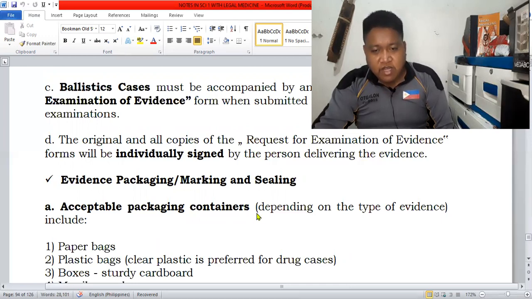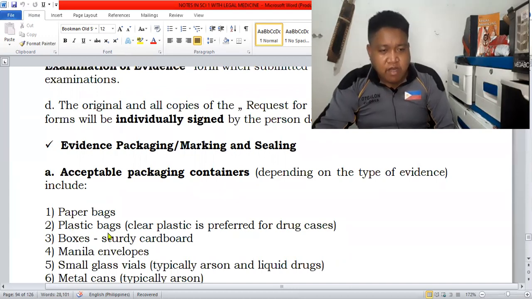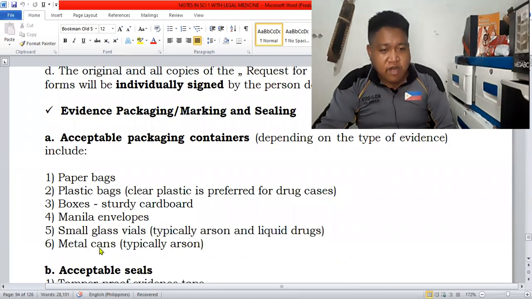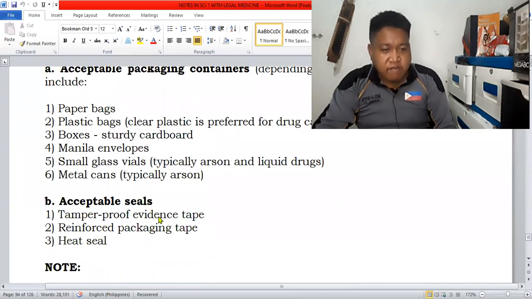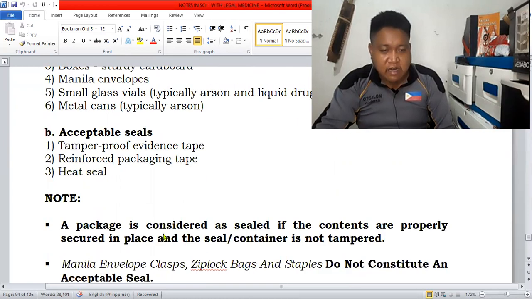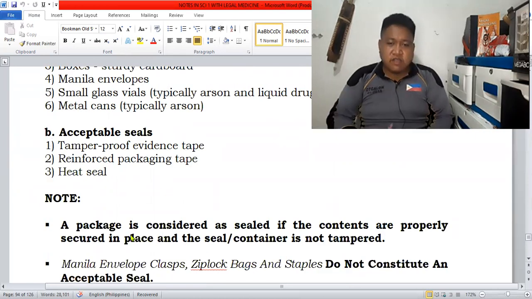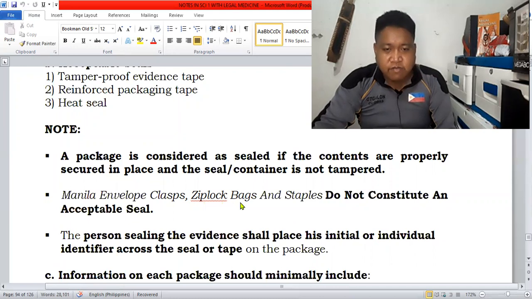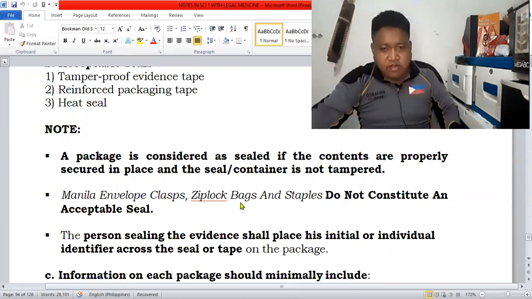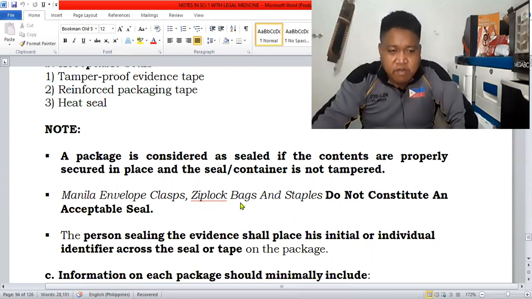Acceptable packaging containers, depending on the type of evidence, includes paper bags, plastic bags, yan, boxes, manila envelopes, small glass vials, metal cans. Okay? Acceptable seals: tamper-proof evidence tape, reinforced packaging tape, and heat seal. Note, a package is considered as sealed if the contents are properly secured in place and the seal or container is not tampered. Manila envelope, Ziploc bags, and staples do not constitute an acceptable seal.